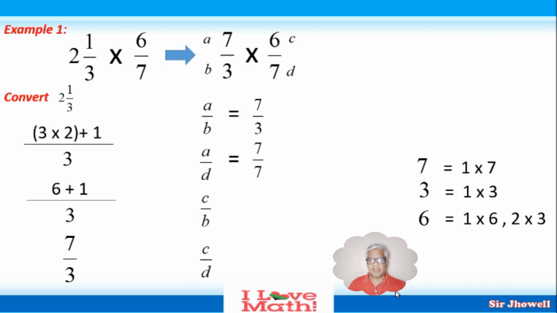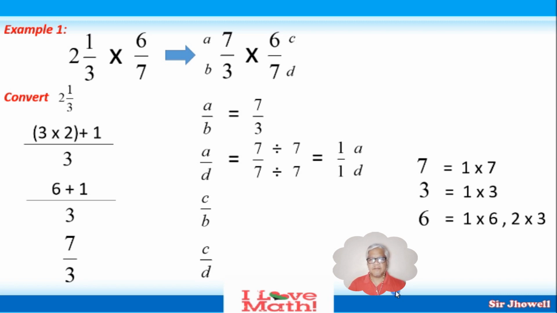Next, we have 7 over 7. Yun yung tinatawag nating A over D. Ano nga ang A over D? It is 7 over 7. Now, since the numerator ay parehong 7 compare sa denominator, so 7 ay magiging common divisor. Okay? Now, what is 7 divided by 7? It is 1. Kaya instead of 7 over 7, magiging 1 over 1. At ang ating new value of A ay 1. New value of D ay 1 ulit. Okay?